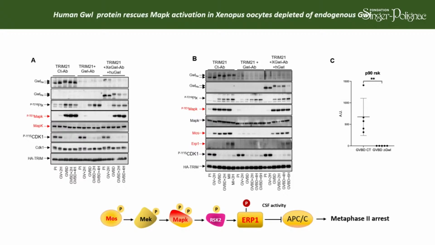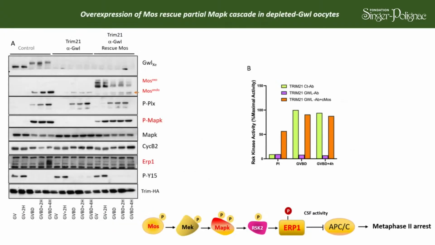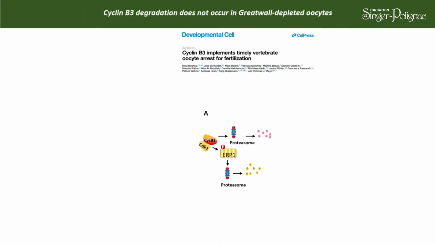Next, we tried to see whether by overexpressing MOS we can recapitulate this pathway. We can see that overexpression of MOS can indeed activate MAP kinase, and can also activate RSK protein, but it failed to stabilize ERP1. You can see ERP1 is stabilized in control condition, destabilized when Greatwall is depleted, but MOS is not able to stabilize ERP1. So this result means that Greatwall controls an additional mechanism able to stabilize ERP1.